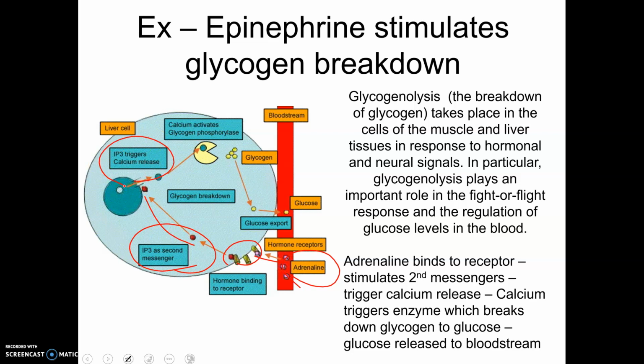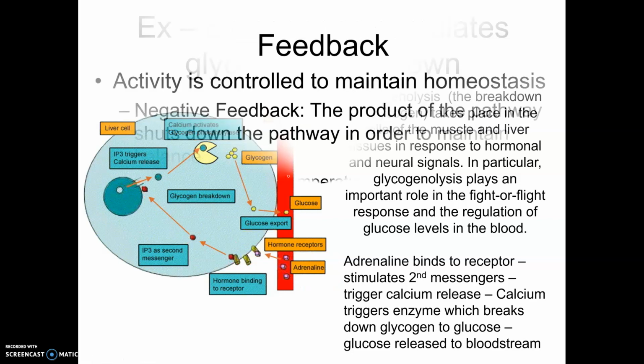Those calcium ions trigger an enzyme called glycogen phosphorylase. That breaks glycogen into glucose, and then the glucose can go into your bloodstream to go to all your cells for the fight or flight response. So this would be an example. You don't have to memorize any specific examples. You just are going to have to understand how to read these from diagrams.